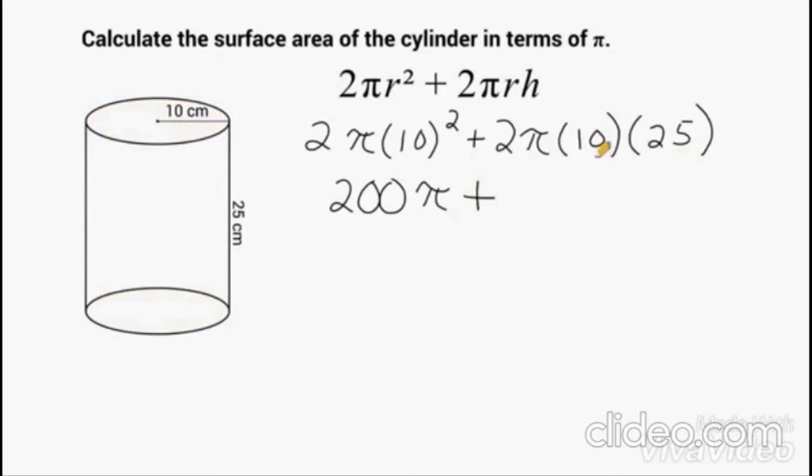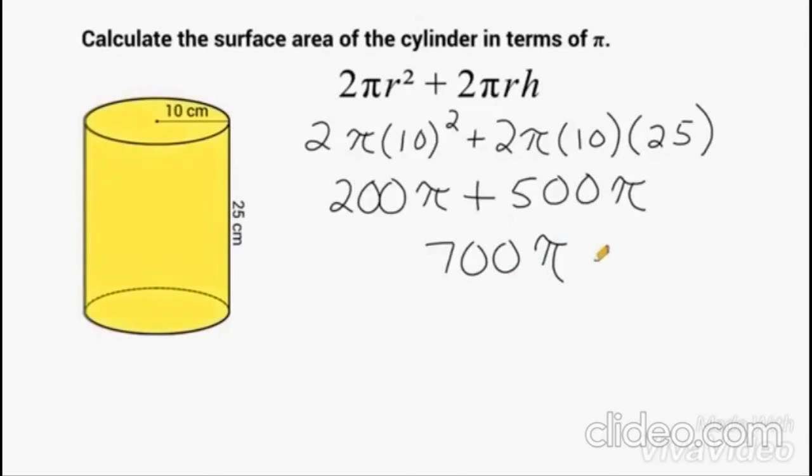And to the right of our plus sign, we have to multiply 25 times 10, which is 250. And 250 times 2 is 500. So 500 pi will give us the lateral area of our cylinder. Next, we can combine these two terms here by adding 200 pi and 500 pi, which is 700 pi. So it was actually that simple. The surface area of the cylinder in terms of pi is 700 pi square centimeters.